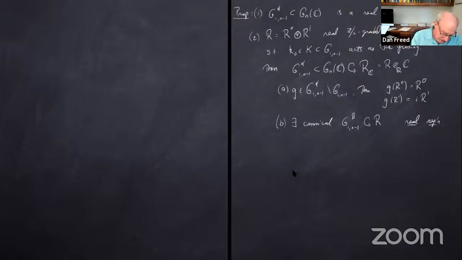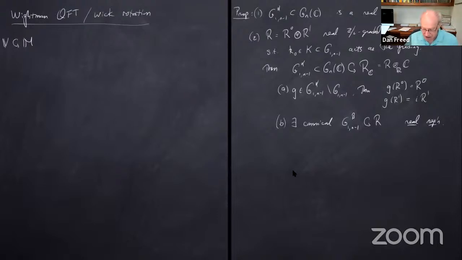So I want to talk about this sort of Wightman quantum field theory and this Wick rotation. Okay, so again, we have the Minkowski spacetime. That's the arena for this Wightman theory. And we have the vector space of translations acting simply transitively. That's an affine geometry.